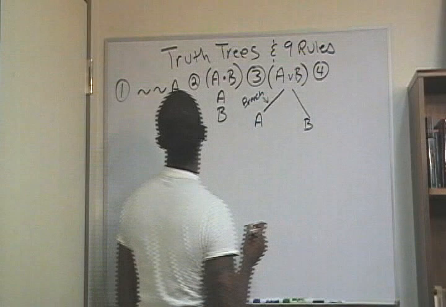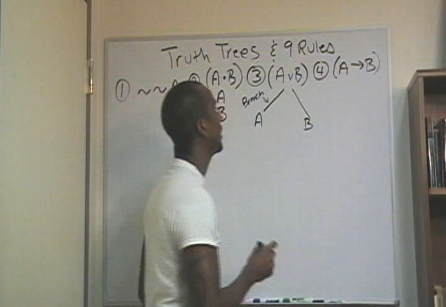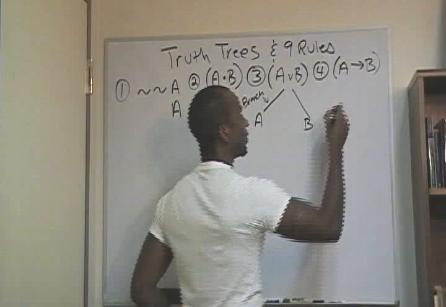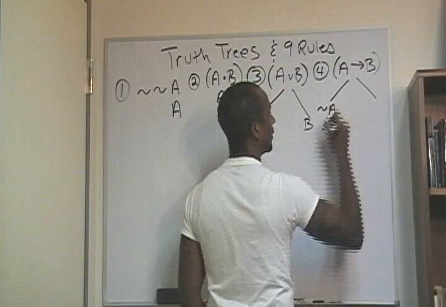Number 4 is the conditional. If I have the claim, if A happens, then B happens, then the way that this is written is I create 2 branches on my truth tree, and this, just memorize it, becomes not A, right? It becomes not A and B.